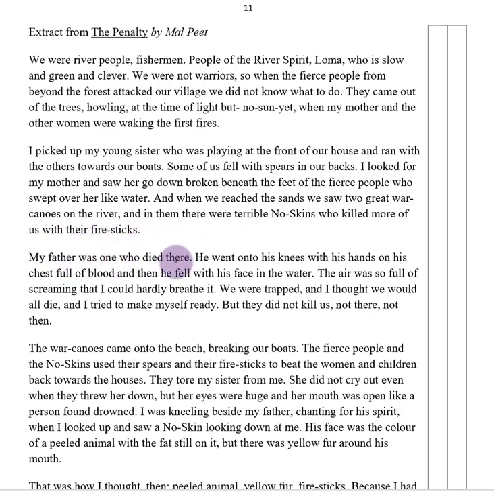My father was one who died there. He went onto his knees with his hands on his chest full of blood, and then he fell with his face in the water. The air was so full of screaming that I could hardly breathe it. We were trapped, and I thought we would all die, and I tried to make myself ready, but they did not kill us. Not there, not then.